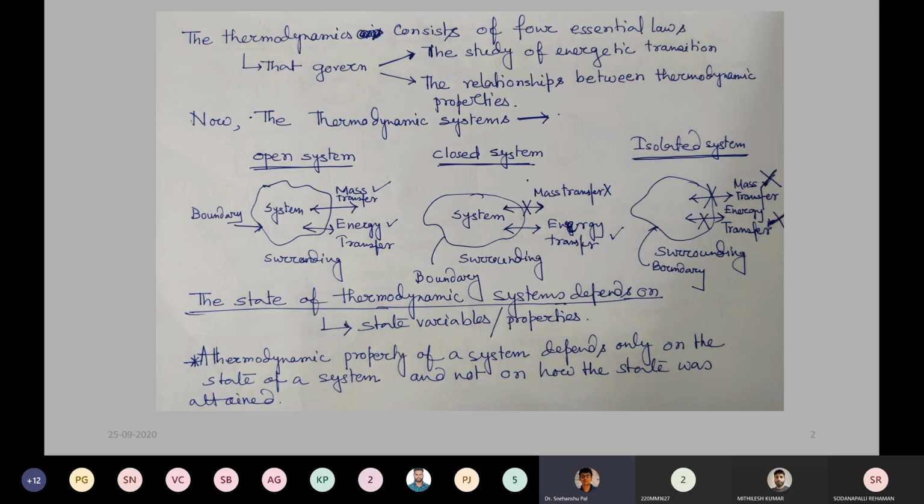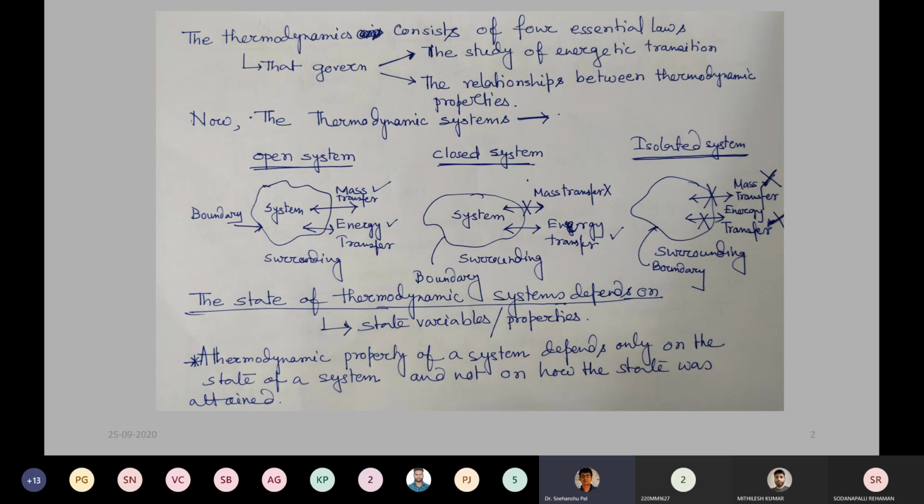Now, formally, if we want to introduce the definition of a thermodynamic property, it actually talks about the state of the thermodynamic system. So first we have to understand what is the state of a thermodynamic system. The state of a thermodynamic system at any instant is its condition of existence at that instant, which is specified by values of a certain number of state variables or properties.